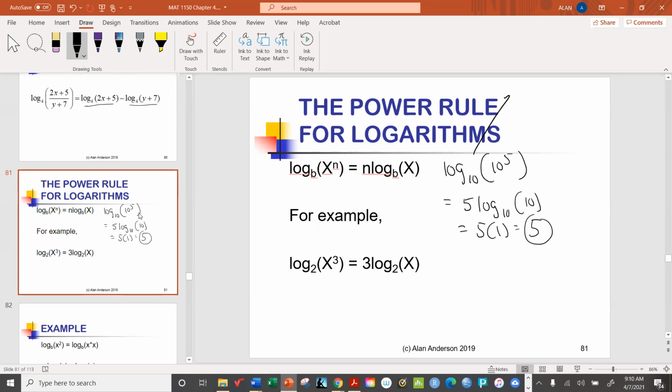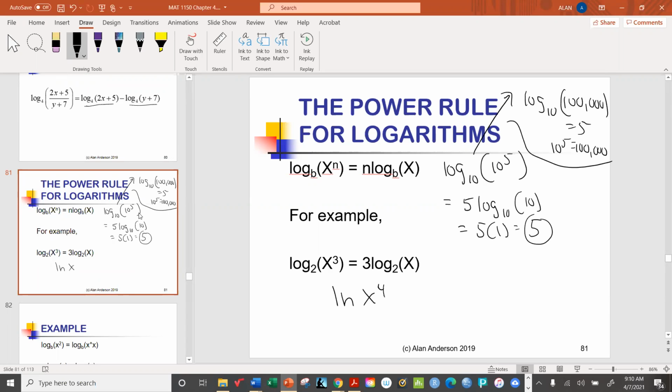But we could have figured that out separately by noting that log 10 of 10 to the 5th is the same as the log of 100,000, which equals 5 because 10 to the 5th is 100,000. So they clearly must mean the same thing. Or you could say something like this: the log of x to the 4th power equals 4 log x, natural log, that is. The log of e to the 4th would equal 4 log e.